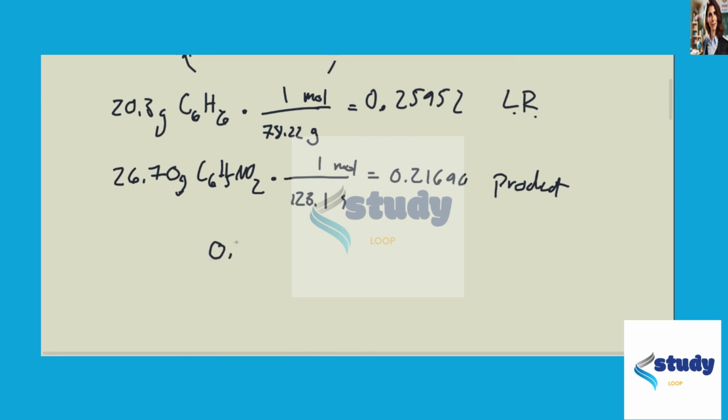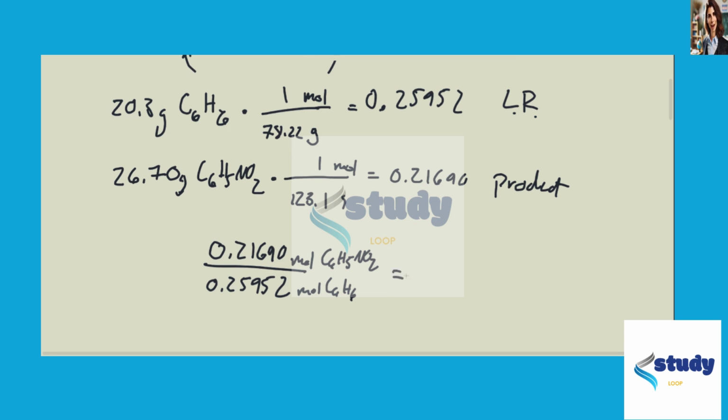So 0.21690 divided by 0.25952, and remember we've got moles C6H6. It doesn't really matter. It's not going to affect our answer, but I like to put units whenever I can, just to keep things straight for myself, and I totally did that backwards.